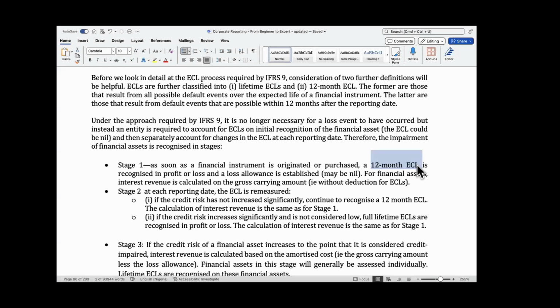And it's very straightforward. Usually what people do in practice is that they will just estimate a rate, maybe 2% or 1%. They call it 12-month ECL. And the accounting is very straightforward: what you debit, what you credit. I think somebody should be able to tell me.